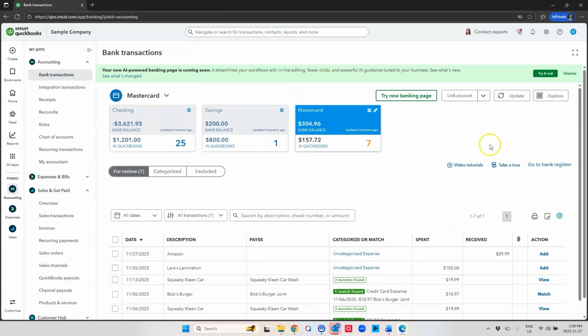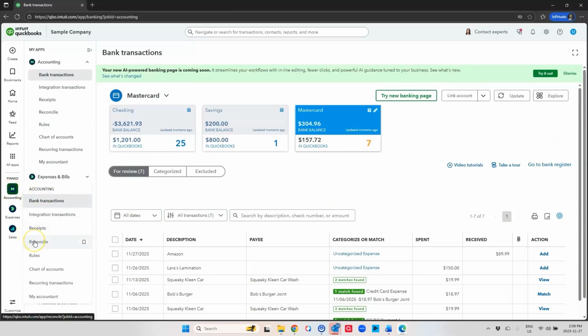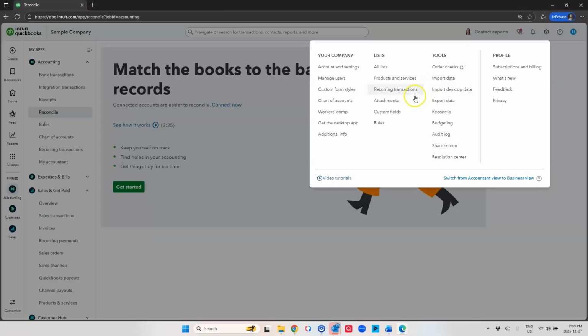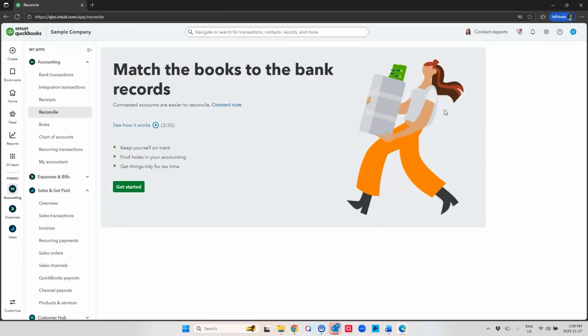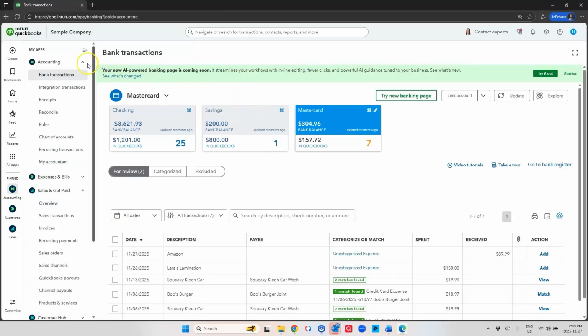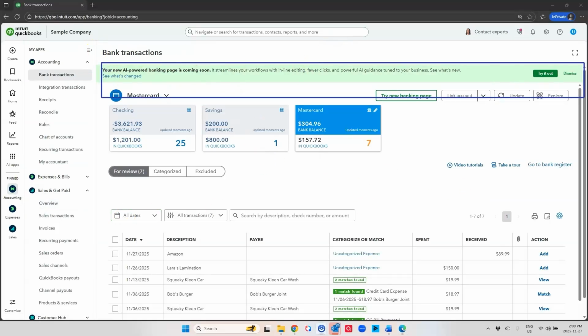Now, there have always been multiple ways to get to reconciliation. There are even more of them now. So we're going to go from accounting to reconcile here. We can go from the gear icon to reconcile here. It's all over the place. Typically, I see it across the top when we're in our bank transactions, which I didn't this time. So normally it's kind of across the top here as well. Just however you get to reconcile after you've cleared this bank feed.